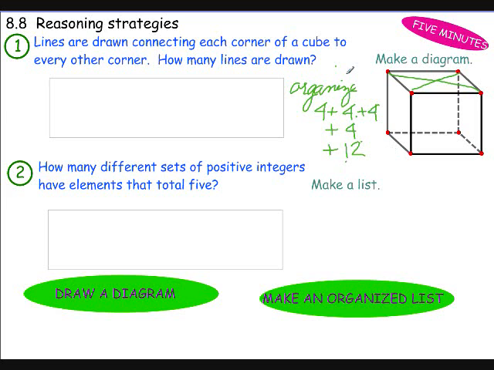28? 28 lines, can that be it? Have I forgotten anything? All right, let me record my answer here, and I'll go back and read the question again. Lines are drawn connecting each corner of a cube to every other corner. All right. I can't resist looking. I have to see. What did I figure out last summer?